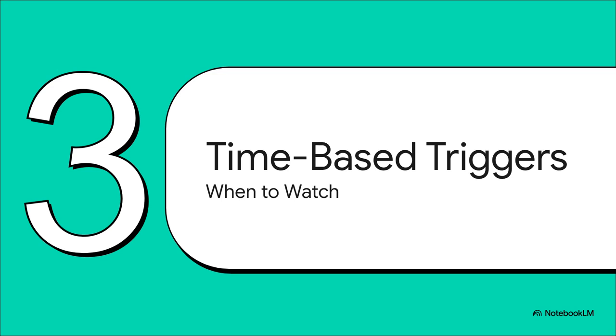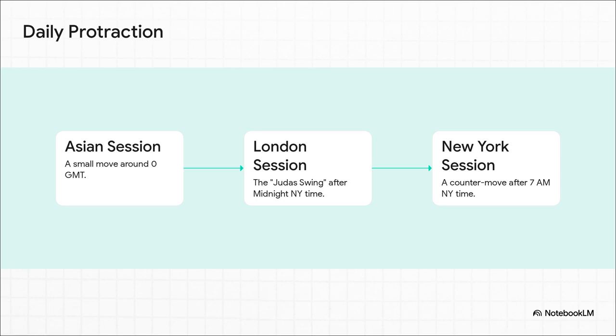So let's get into the time-based triggers you absolutely have to watch for. In any 24-hour cycle, there are pretty much three main windows where you need to be on high alert. First, there's a small one in the Asian session, right around 0 GMT. Second, you've got the big one, the famous Judas swing, which is a fake-out move that kicks off after midnight New York time. And third, there's another key move that sets up in the New York session after 7 a.m.